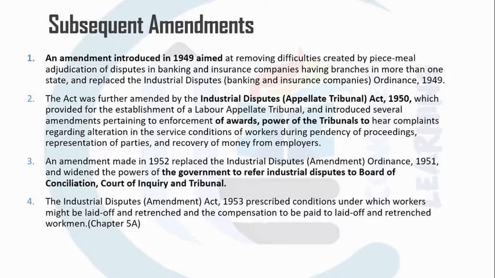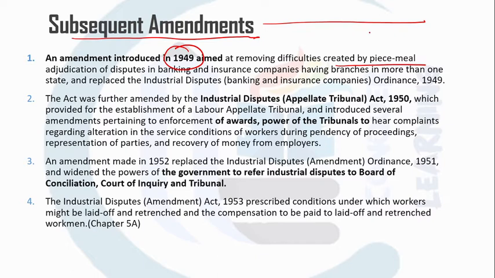So this was the Industrial Disputes Act 1947. I will just quickly cover the subsequent amendments which have happened. Since you have studied the complete Industrial Disputes Act, it would be easy to cover the amendments. So the first amendment was introduced in 1949, which was to remove difficulties created by piecemeal adjudication.